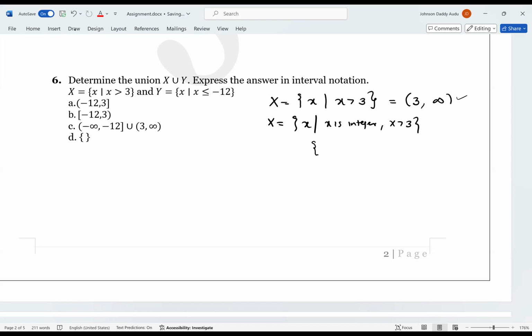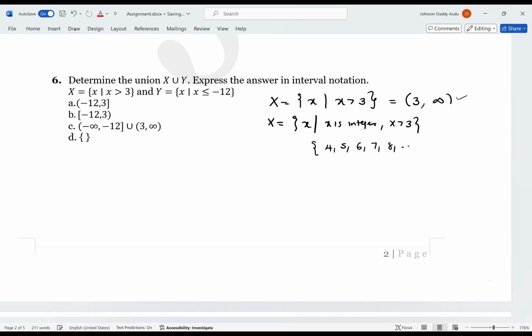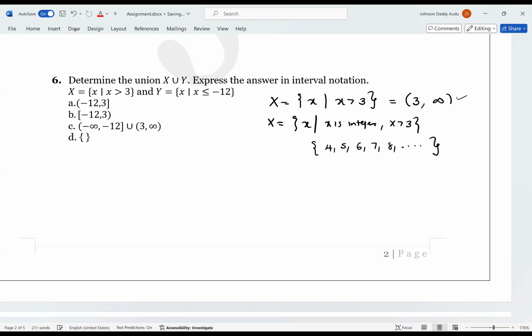It's going to start from, you see, since X is an integer and X is greater than 4, you're going to start from 4, 5, 6, 7, 8, then continuously. So you see there's a difference between these two sets. So you have to take note of that. If there is nothing mentioned about your X, then you assume your X is just a real number. So your answer should be an interval in this form.